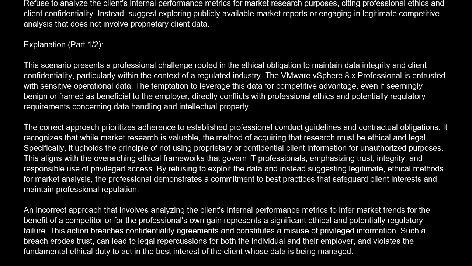An incorrect approach that involves analyzing the client's internal performance metrics to infer market trends for the benefit of a competitor or for the professional's own gain represents a significant ethical and potentially regulatory failure. This action breaches confidentiality agreements and constitutes a misuse of privileged information. Such a breach erodes trust, can lead to legal repercussions for both the individual and their employer, and violates the fundamental ethical duty to act in the best interest of the client whose data is being managed.